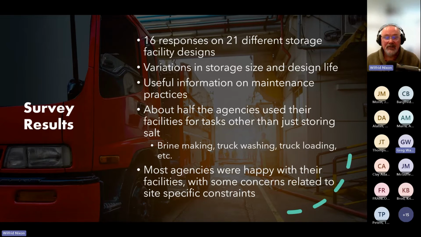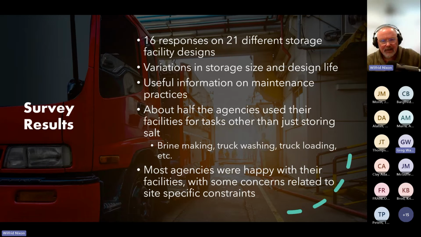You would expect to see significant variations, and we did, in storage size and design life. The design life, most were in the range of 25 to 50 years. A few were 20 years. What we did find was some very useful information on maintenance practices, the best sort of coating to put on various bits of your structure, and this sort of idea of what the maintenance costs could be and how to minimize those while maintaining the lifetime of the facilities.